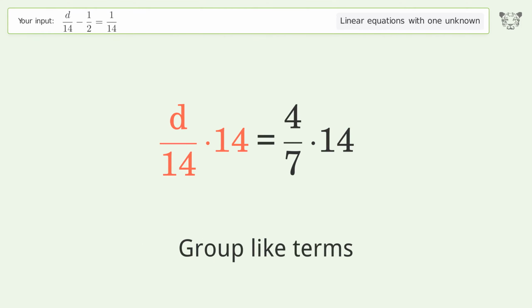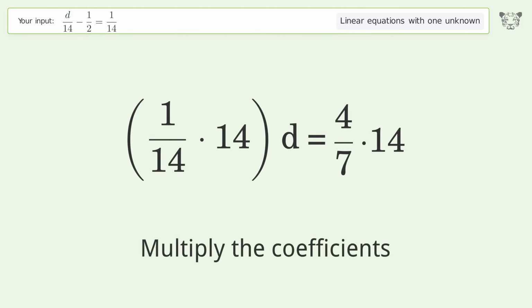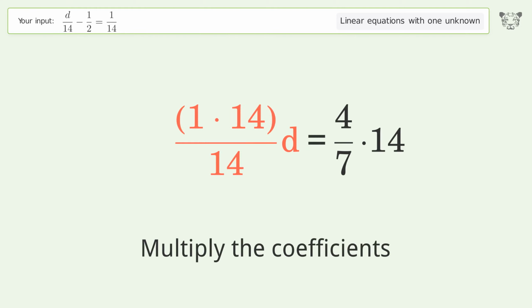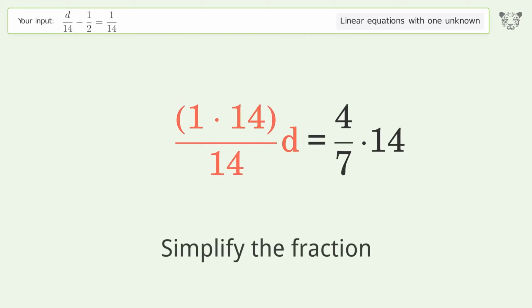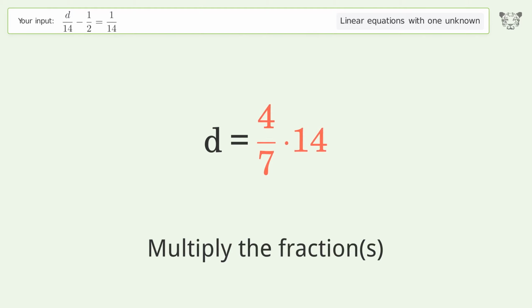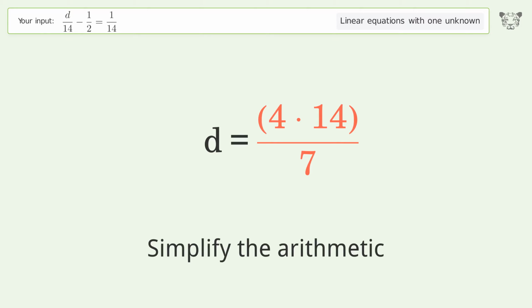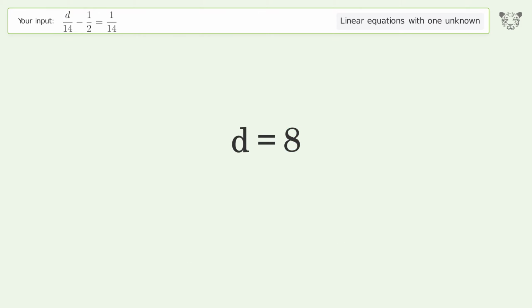Group like terms. Multiply the coefficients. Simplify the fraction. Multiply the fractions. Simplify the arithmetic. And so the final result is d equals 8.